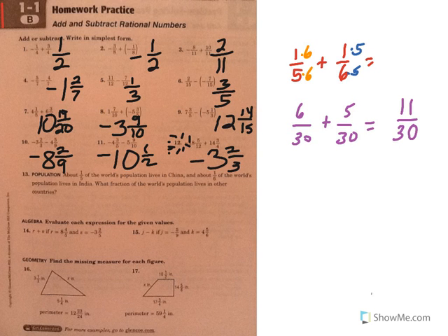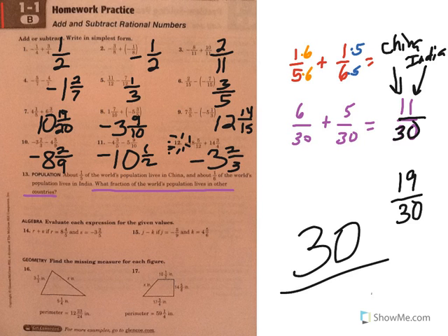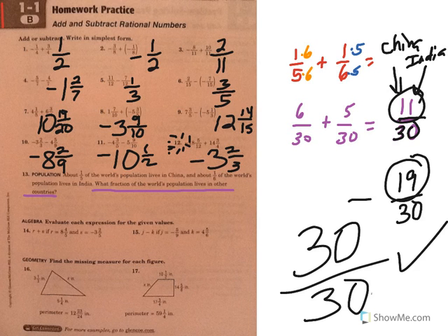Now what are they looking for here? They're saying, what fraction of the world's population lives in the other countries? The other being the rest of the 30ths. Well, we know 11/30 make up China and India. So the rest of us is going to be 19/30. How did I get that? Well, I know that the whole thing is going to be 30/30. So the whole enchilada is 30/30. 11/30 plus 19/30 makes 30/30. So the missing part, the rest of the world, is going to be 19/30.